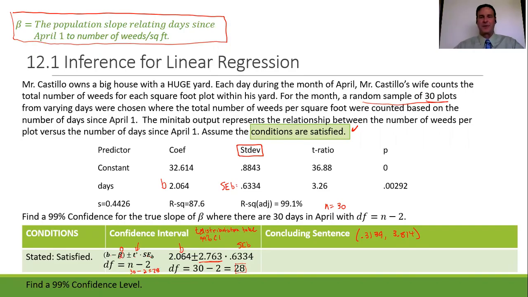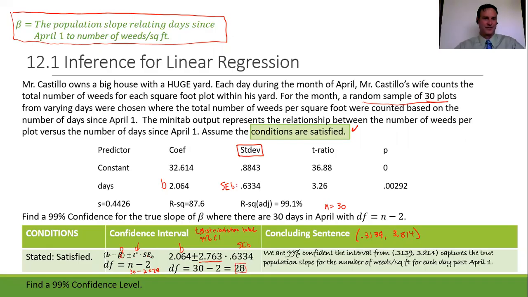Which is again the population slope of the number of weeds that you would expect in a square foot plot per day since April 1st. And what do I need to do? I just got to take these numbers and make a concluding sentence here. We'll say it like this: we are 99% confident the interval from 0.3139 to 3.814 captures the true population slope for the number of weeds per square foot for each day since April 1st.